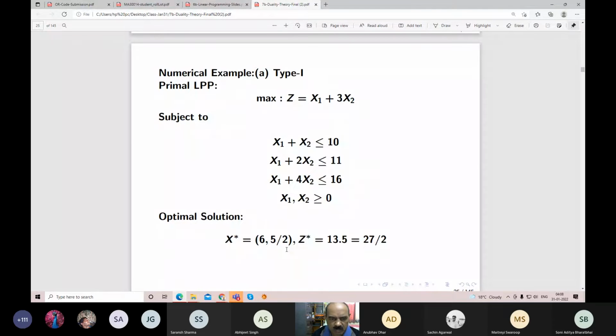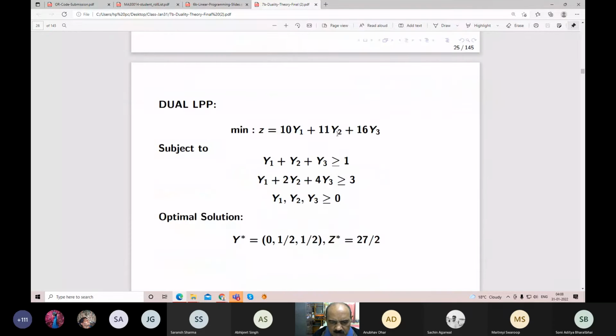Now this is the primal. The primal is complete. Now I'm talking about the dual. For this dual, we want to minimize Z equal to 10Y1 plus 11Y2 plus 16Y3, subject to Y1 plus Y2 plus Y3 greater than or equal to 1, Y1 plus 2Y2 plus 4Y3 greater than or equal to 3. The solution is given. We should not solve it; without solving, we have to verify.